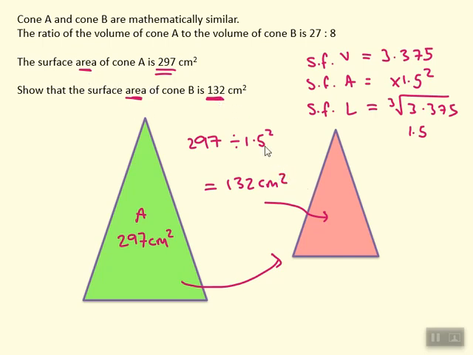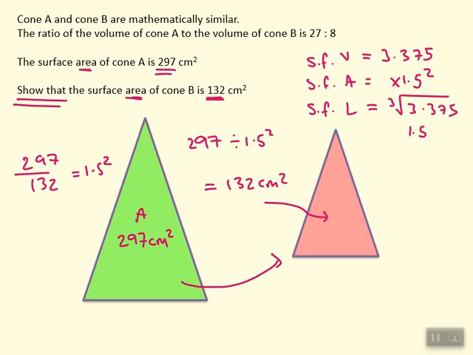There are different ways to do this question because it's a show that question. So you could have done 297 divided by 132, which equals 1.5 squared, that way, or there are other ways to do it, but that's one way to do it as well. Okay, so I hope you understand that one.